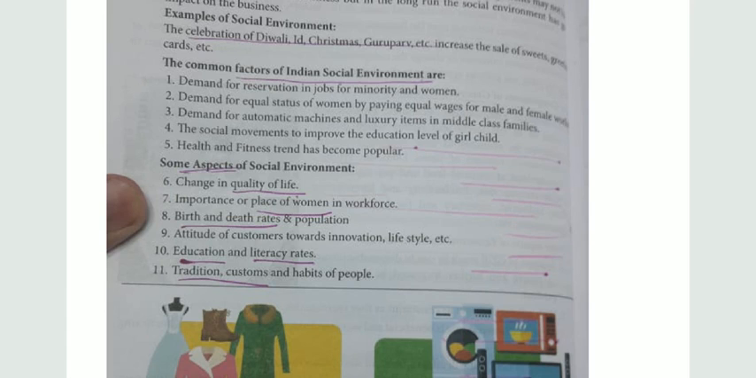Few other aspects of social environment are changes in the quality of life of the people, place of women in the workforce, birth and death rate, and population of a country, attitude of the customers towards innovation, lifestyles, education and literacy rates, tradition, customs, and habits of the people. All these constitute a social environment of a particular country.